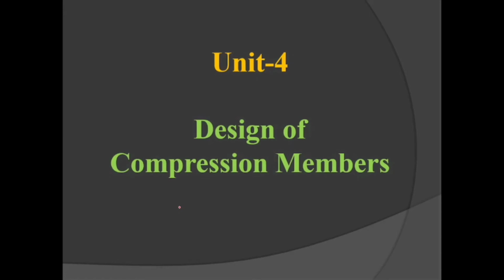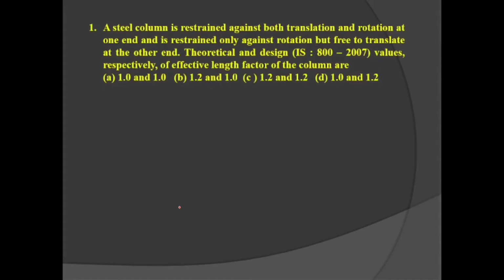So let's start the questions of design of compression members. A steel column is restrained against both translation and rotation at one end, means a fixed end is there, and the second one is restrained against only rotation but free to translate at the other end. Means one end is fixed, another end is hinged.